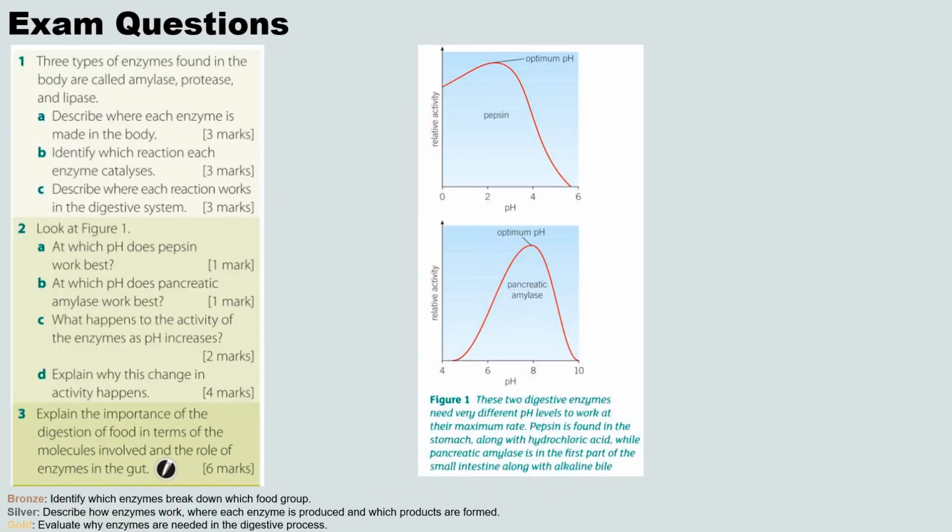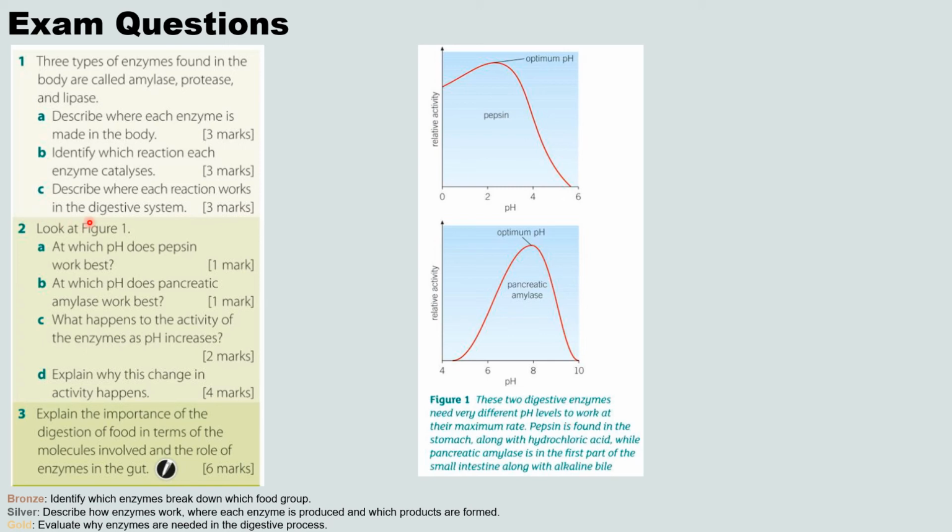Okay, so we have some exam questions for you to do. These are the tasks for this lesson. So number 1, 3 types of enzymes found in the body are called amylase, protease, and lipase. Describe where each enzyme is made in the body. That one's 3 marks. Identify which reaction each enzyme catalyzes is 3 marks, and describe where each reaction works in the digestive system, and that is another 3 marks.